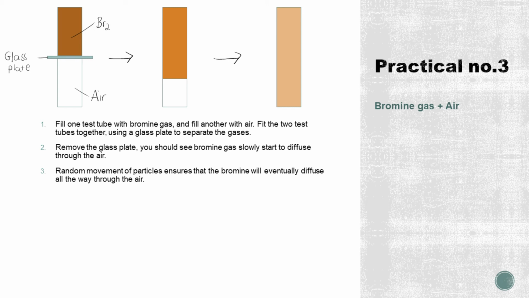When we remove the glass plate, we would see the brown gas, which is bromine, slowly diffusing through the air. The random motion of the bromine particles will ensure that the brown colour will evenly spread throughout the tube, showing that bromine has diffused right through the air. If we think about it, it's quite similar in effect to practical number 1 in the way that we can see diffusion in action visibly.